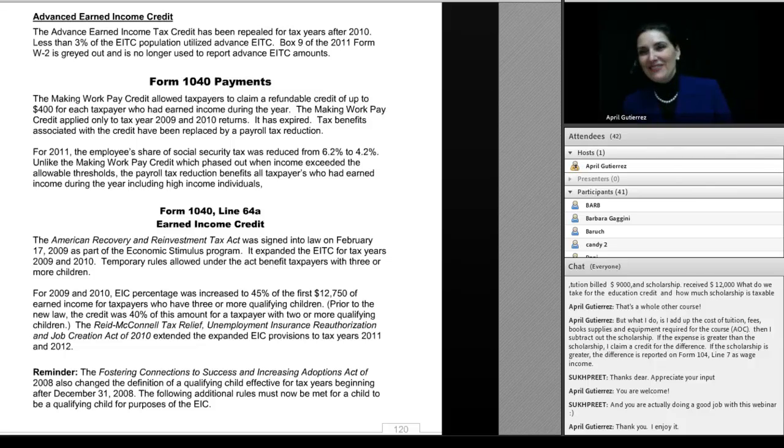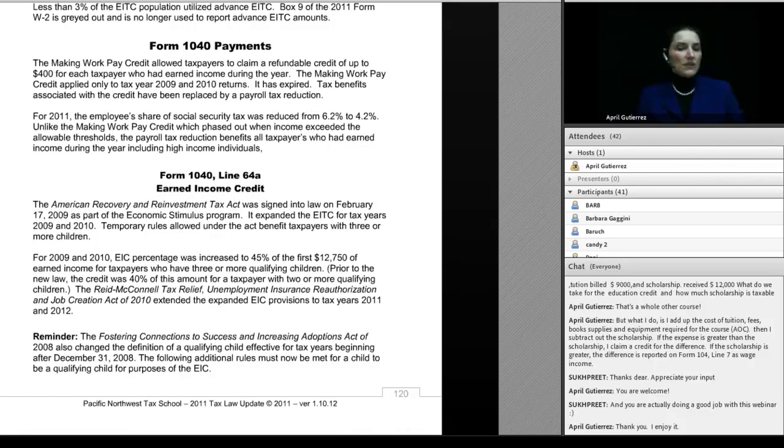Well, it's gone. There's no more advanced EIC. So what that means is that those people who qualified for earned income credit and were eligible to receive up to 1/3 of it in advance throughout the year as an addition to their paycheck no longer get that benefit paid in their paycheck. Now they get it all at once as a lump amount at the end of the year. And I think the reason only 3% of filers who qualified for it took it is they didn't like how it made their refunds go down.